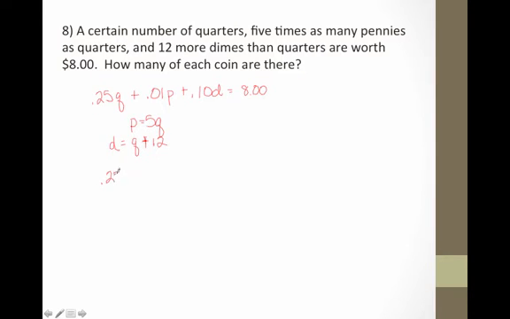So now I've got 0.25 quarters plus 0.01 times my 5 quarters, that's what I had for the value of pennies, plus 0.10, and instead of dimes, I'm going to write Q plus 12, and all of that will equal 8. Okay, I'm going to go through and very quickly solve this.